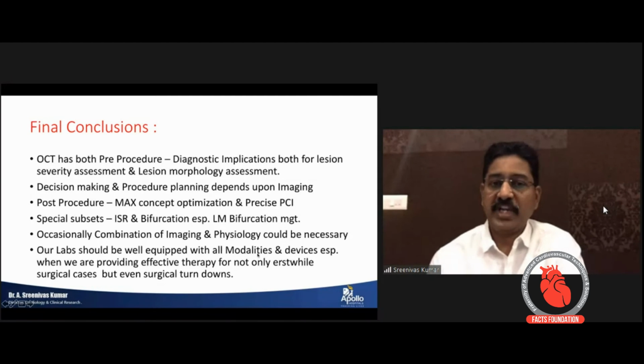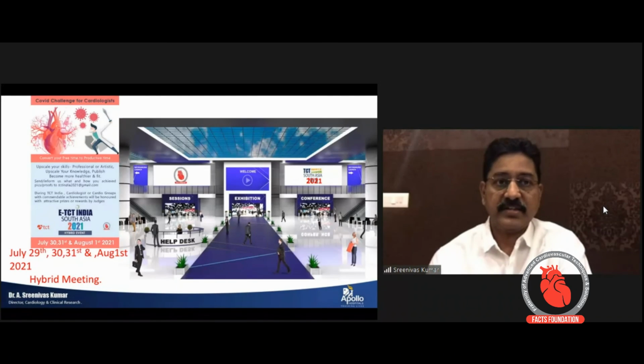Our lab should be well equipped with all modalities and devices, especially when you're providing effective therapy for not only erstwhile surgical cases, but even many of the patients being referred from surgical turndowns or surgical colleagues who request us to help these needy patients. I think that's how we are able to do a good job with all the technology available with us.